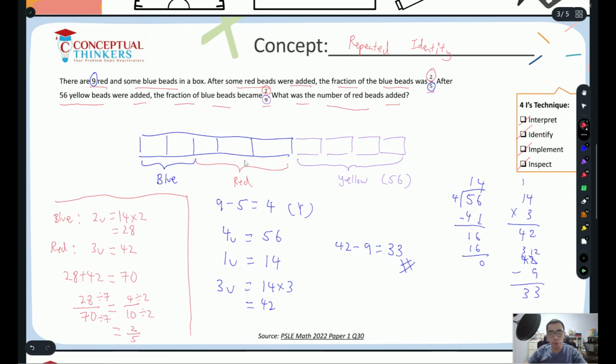Now you also need to check whether you have read the question correctly and you are answering to the question, whether you make any transfer error or not, and whether you actually do the calculation correctly. So all these things are very important when you do your inspection after you get your answer.